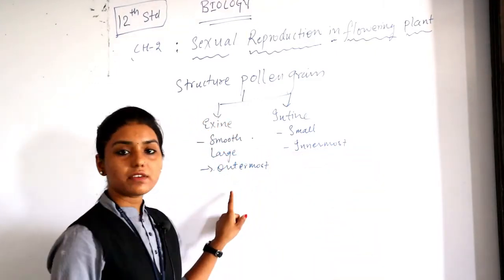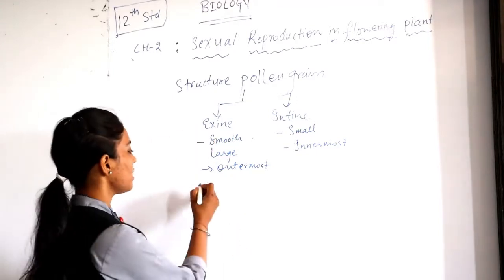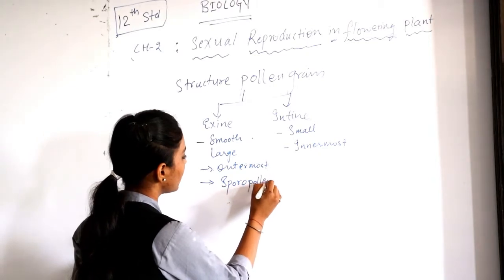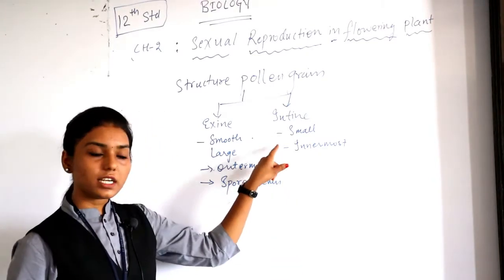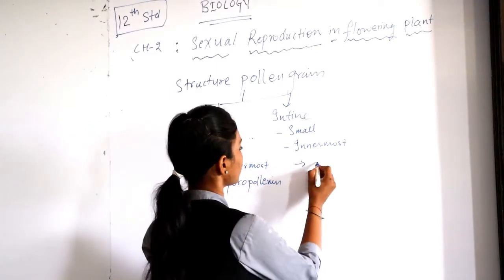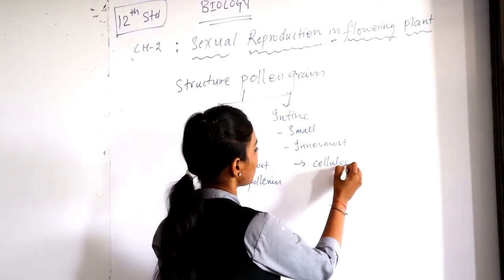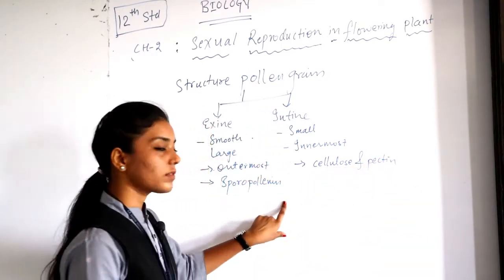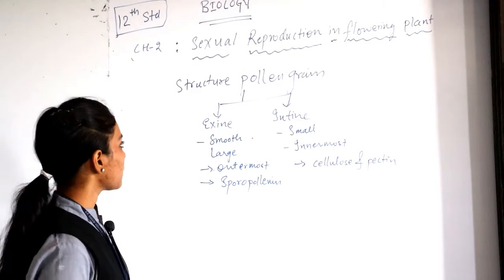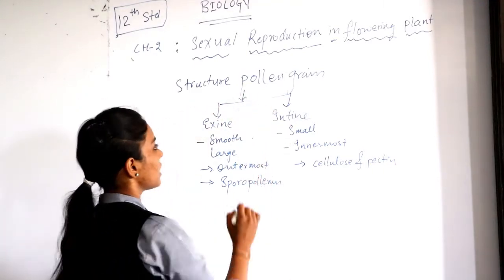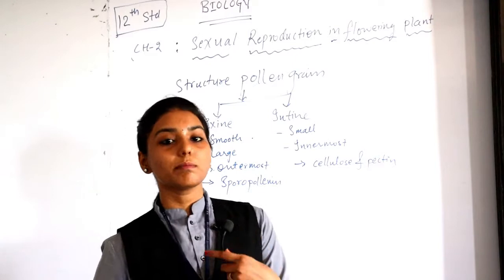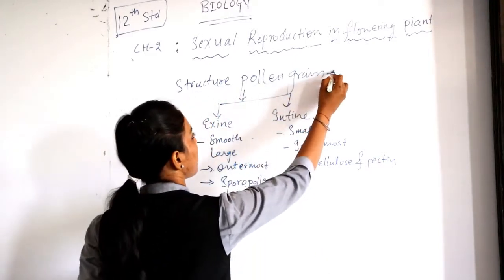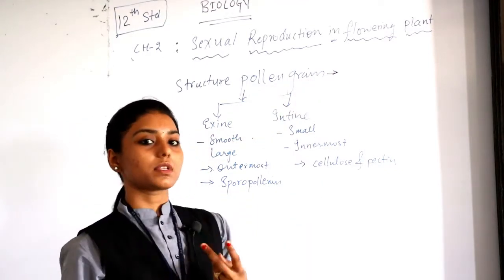Then we have seen that exine was made up of sporopollenin, whereas intine was made up of two things, that is cellulose and pectin. Okay, these were the things that we have seen in the previous lecture. Now again we have seen that this pollen grain, during the maturation process, forms two different types of cell.